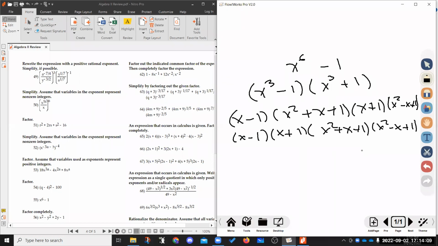These two quadratic factors at the end only have imaginary factors, complex factors. So if we were trying to solve this for zeros, we would only get real zeros from the first two factors.